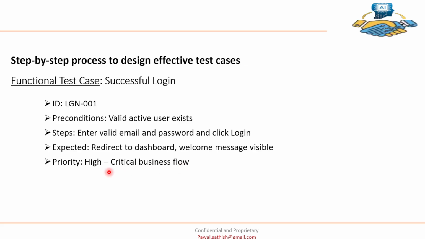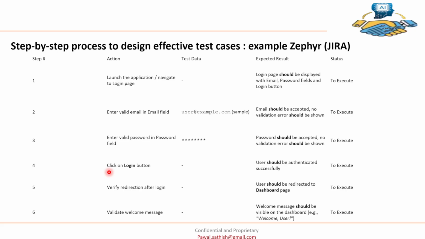And priority is definitely high. The priority is 1 because it's a critical business flow. This is the example, as given in Zephyr. Here you can see these are the steps. This is the action, test data, expected result, and status. If we executed it, then we mark it as a pass. If it's a fail, we mark it as a fail and attach the defect.